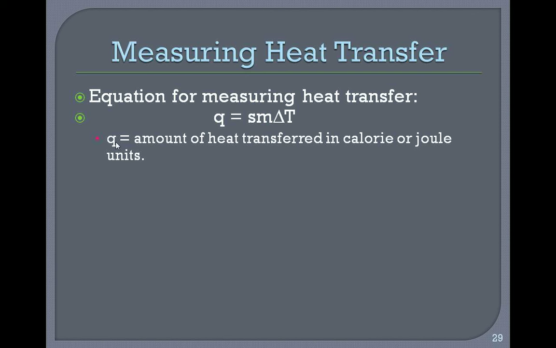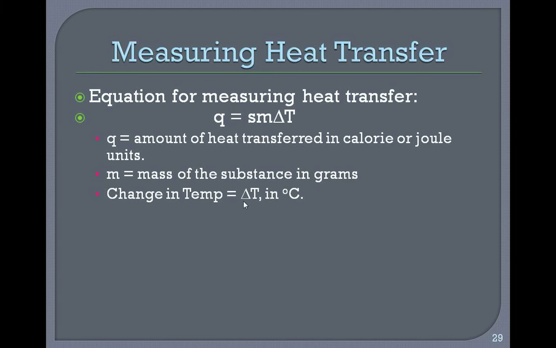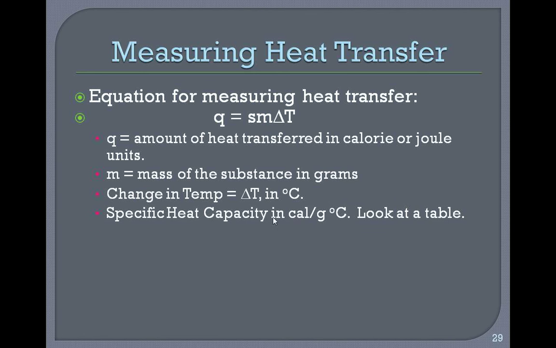You would think that Q would be H, but H has been used for enthalpy, so Q means heat transferred. M is mass of the substance in grams. Delta T is the change in temperature in degrees Celsius. It's usually the final temperature minus the initial temperature. And the S is specific heat capacity in calories per gram degrees Celsius. It also could be in joules, and you just have to look at a table for that, or it's given to you in the problem.